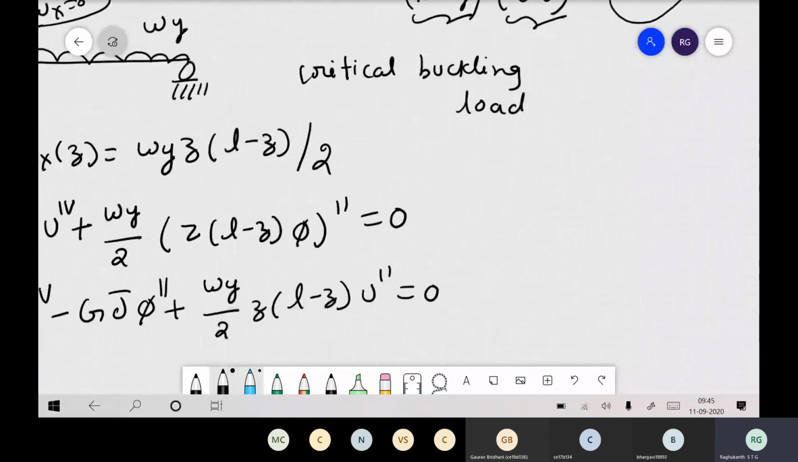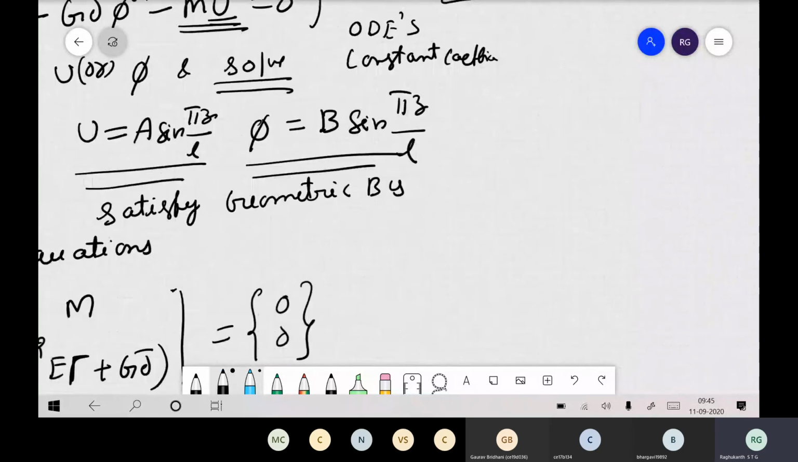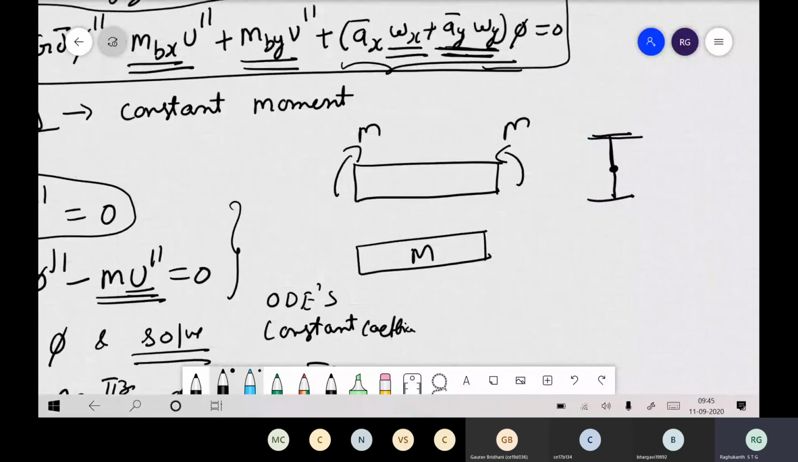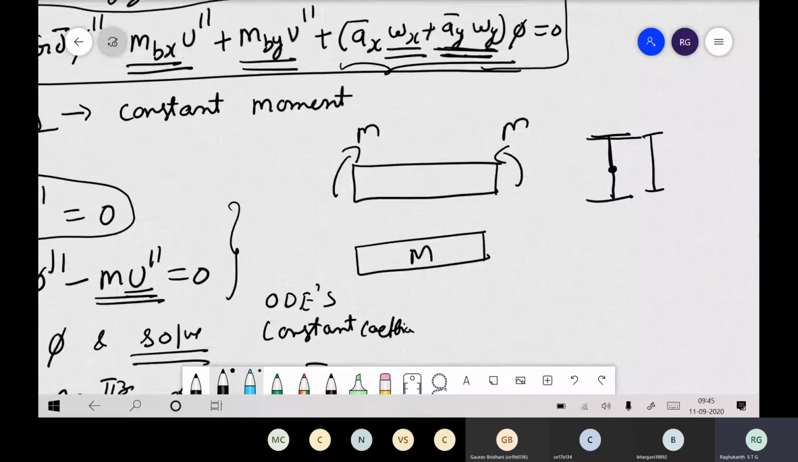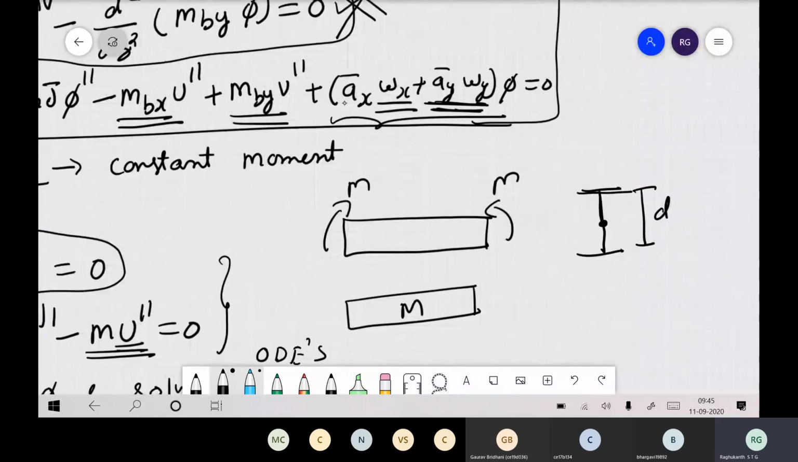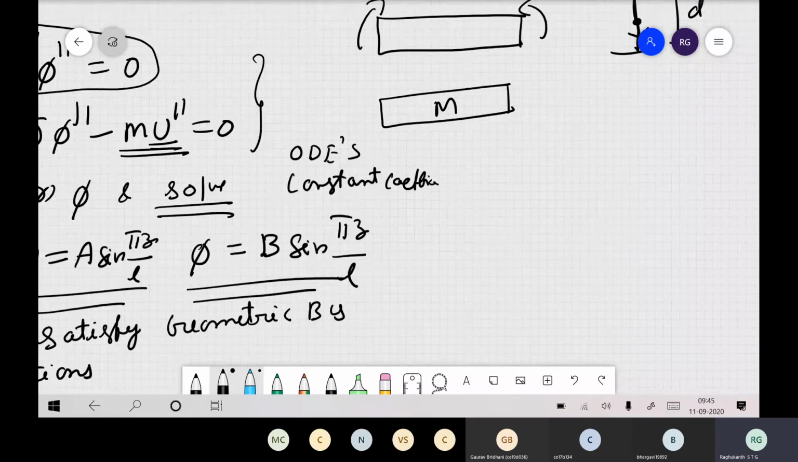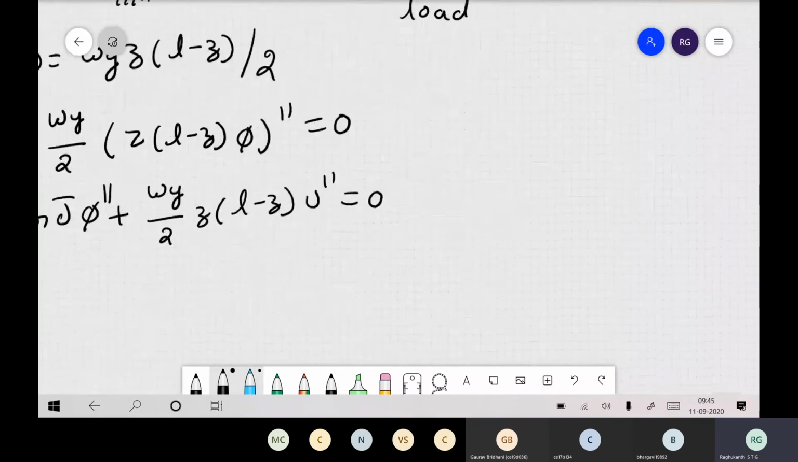If you want to make it complex, you can add, if it is at the top flange, and the depth of the beam is some d, then your AX bar, AY bar you can write as d by 2, d by 2. Suppose the load is applied at the centroid and it is a nicely symmetric section, then centroid and shear center are the same, so A bar X, A bar Y will be 0. If they are not 0, then you have the phi term also coming into your differential equations. That is the only difference.